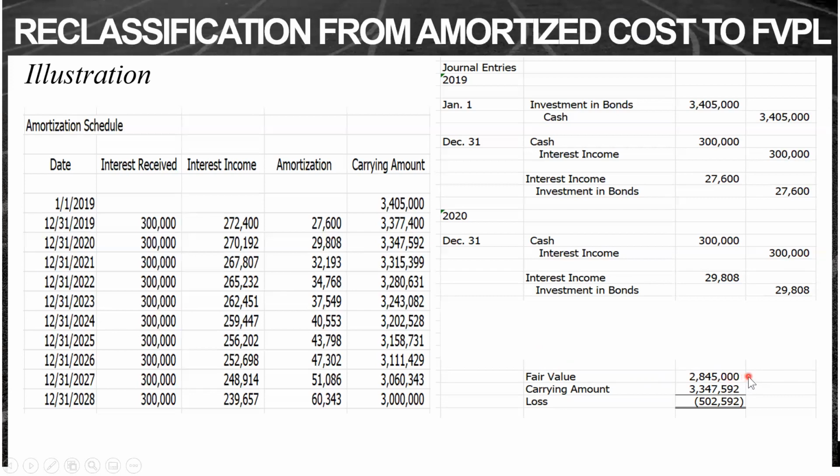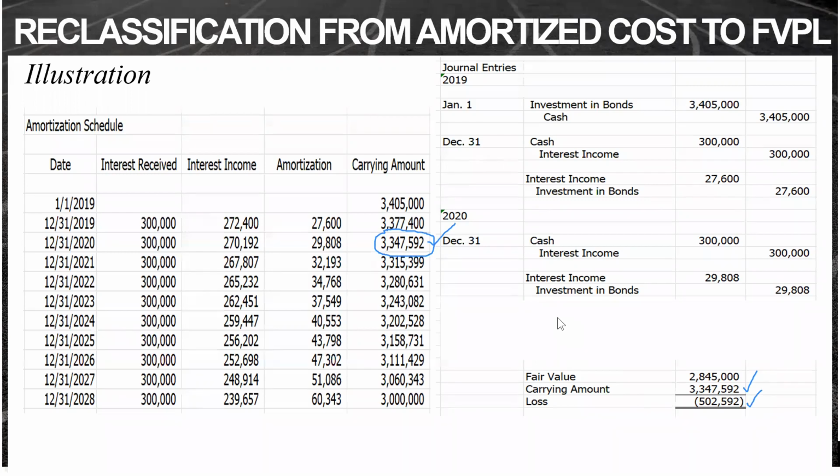So the next thing to do is hanapin natin magkano na bang carrying amount ng ating bonds, no? So as of 2020, this is the carrying amount of our bonds, 3,347,592. So kaya yan yung ating kinumpare dito sa fair value natin. So meron tayong loss amounting to 502,592.